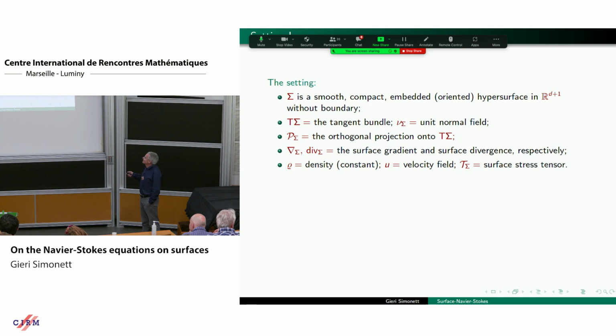So then you have terms like the orthogonal projection, and there are several terms that play a role, like what a surface gradient is, what a surface divergence is. So these are the objects that you will see first. These have to do with the geometry.